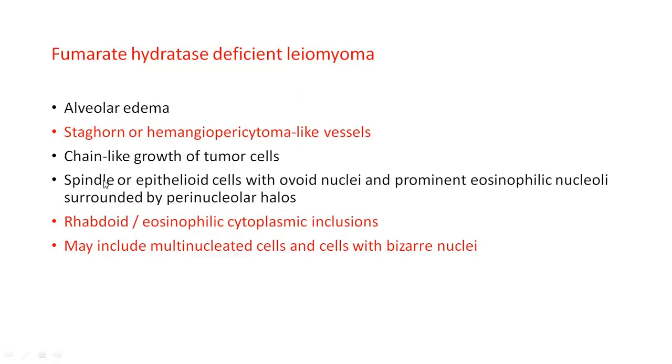Other important features along with those include rhabdoid or eosinophilic cytoplasmic inclusions, which are not present in the leiomyoma with basal nuclei, and they may have multinucleated cells with basal nuclei. Other features include alveolar edema, which can be seen in other entities as well. They have a chain-like growth of tumor cells, and they have spindle or epithelioid cells with oval nuclei and prominent eosinophilic nucleoli, which are surrounded by perinuclear halos.